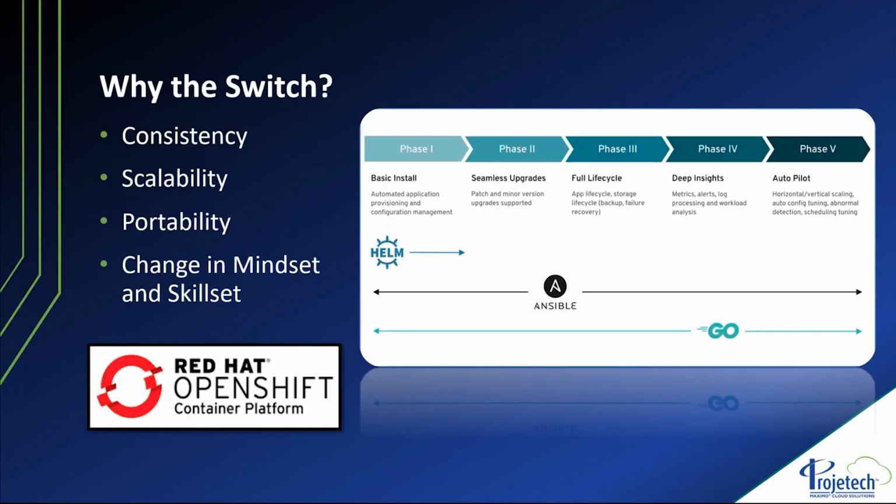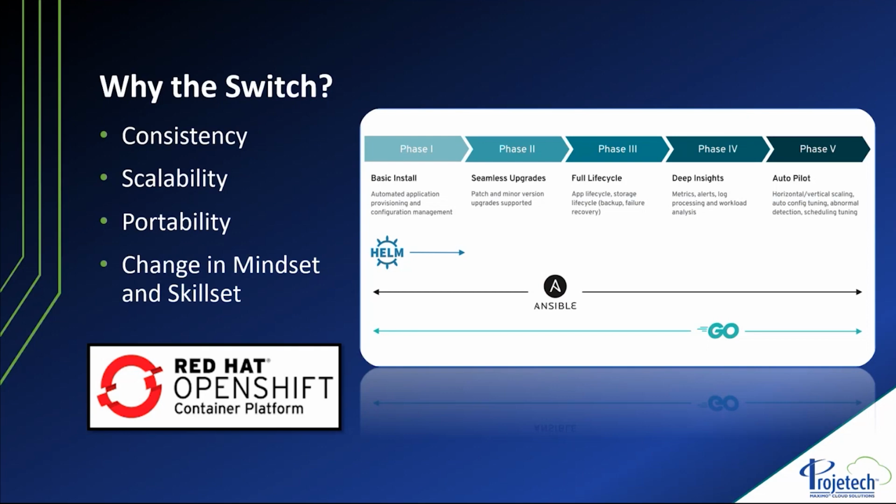So why the switch? Why the switch to containers? Why the switch to OpenShift? It's really around these topics here: consistency, scalability, portability, and then change in mindset and skill set. Those are really going to be the things that I'm going to delve into here.